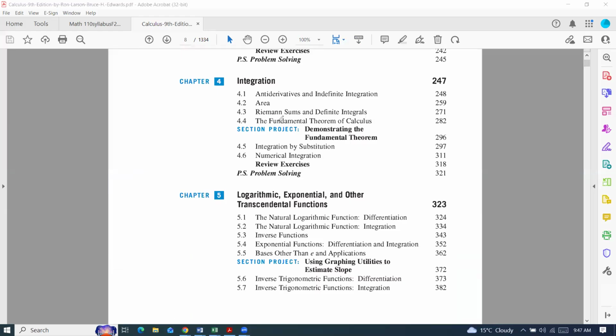So where's our fundamental theorem of calculus? Section 4.4. See, it's all again in the stuff related to our Calculus 1, the first 5 chapters. So to get to 4.4 is page 282. So I want to go to about 315, so it'll be about 300 or something.